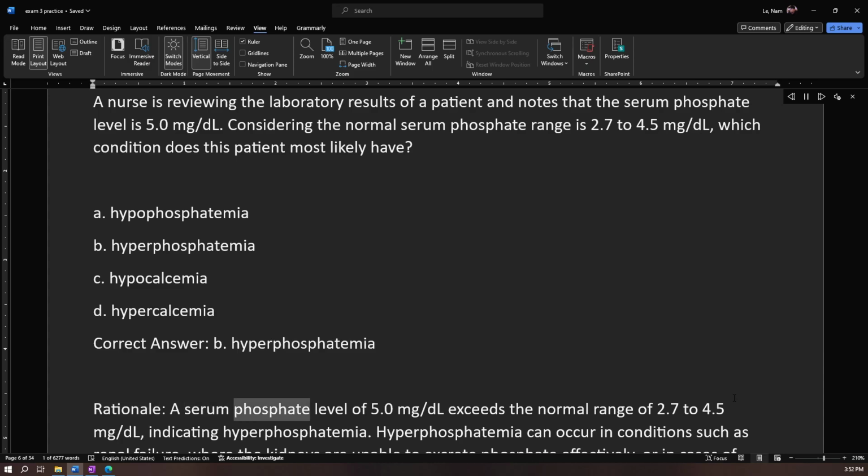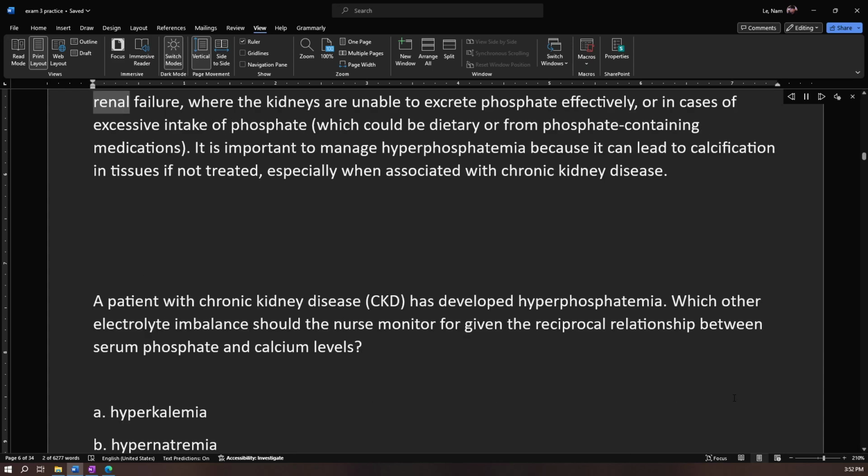Rationale: a serum phosphate level of 5.0 milligrams per deciliter exceeds the normal range of 2.7 to 4.5 milligrams per deciliter, indicating hyperphosphatemia. Hyperphosphatemia can occur in conditions such as renal failure, where the kidneys are unable to excrete phosphate effectively, or in cases of excessive intake of phosphate, which could be dietary or from phosphate-containing medications. It is important to manage hyperphosphatemia because it can lead to calcification in tissues if not treated, especially when associated with chronic kidney disease.